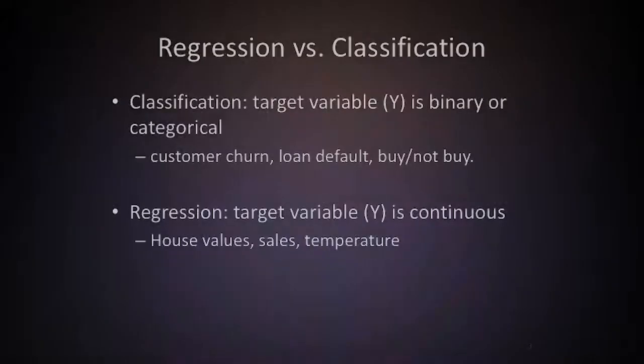In contrast, the target variable in regression is continuous, which can theoretically have an infinite number of possible values. Examples of continuous variables include house prices, sales amount, and temperature. Note that each of them can take many different values.